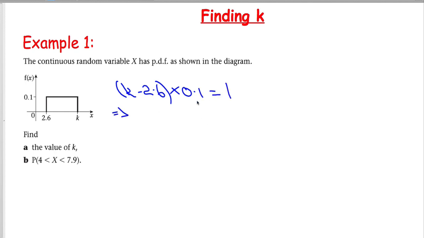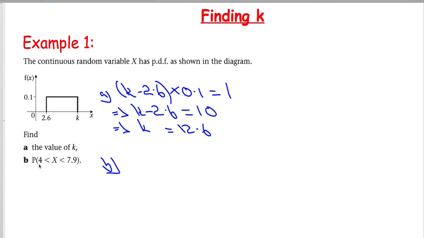So I'm going to divide both sides by 0.1. So we get k minus 2.6 equals 1 divided by 0.1, which is 10. And then adding 2.6 to both sides, k equals 12.6. So fairly straightforward there for the first part. Let's have a look at the second part.